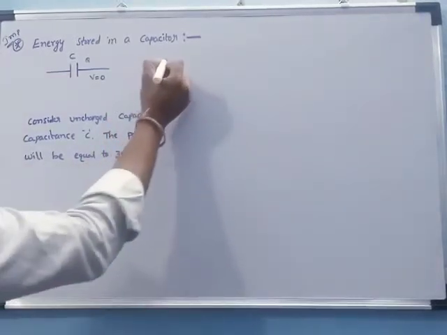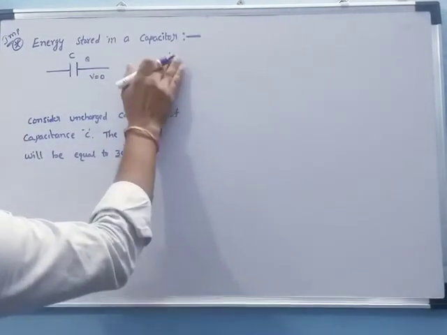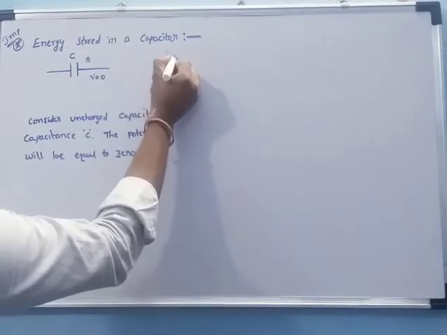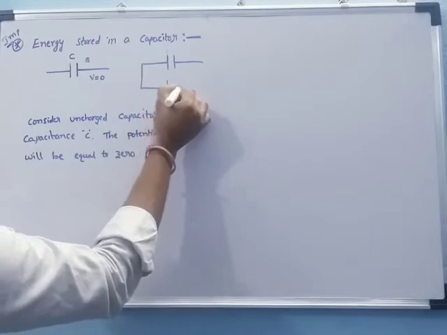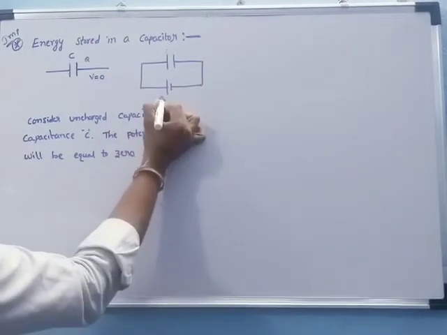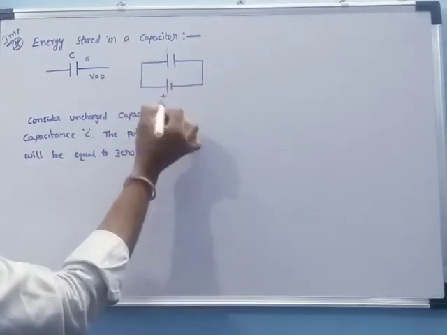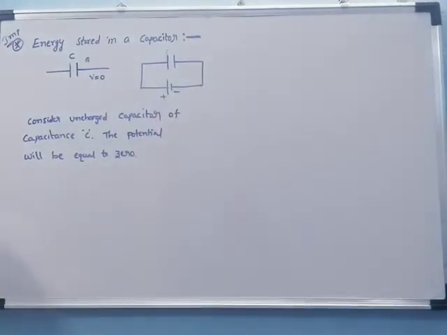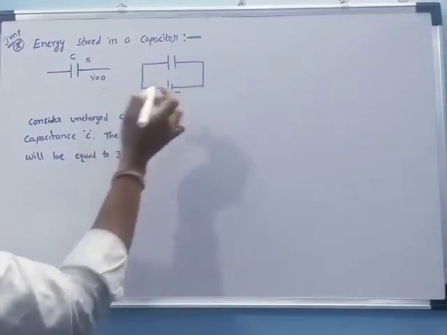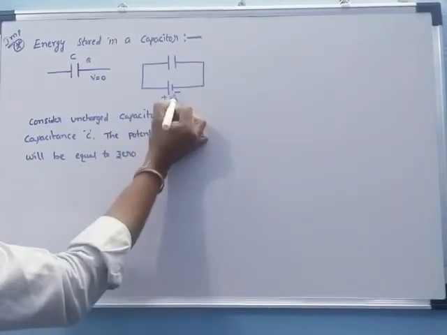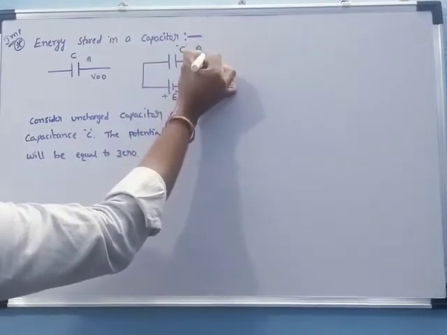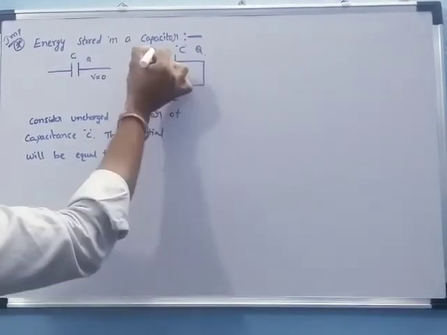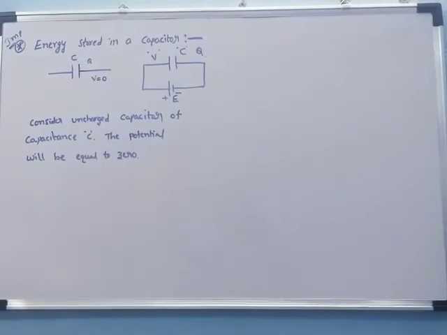Now after that, this uncharged capacitor is connected with a battery. The symbol of a battery: the positive is the long line and the negative is the short line. The capacitor also has two lines. This battery has EMF E, and its capacitance is C, and the potential on the capacitor is considered V when it is connected with a battery.